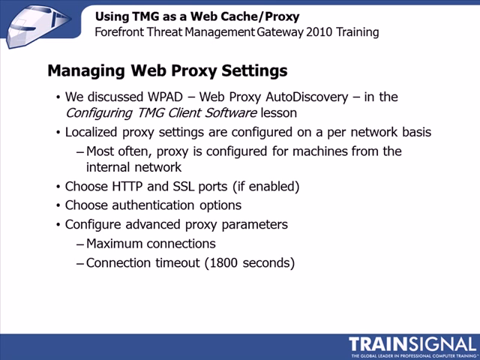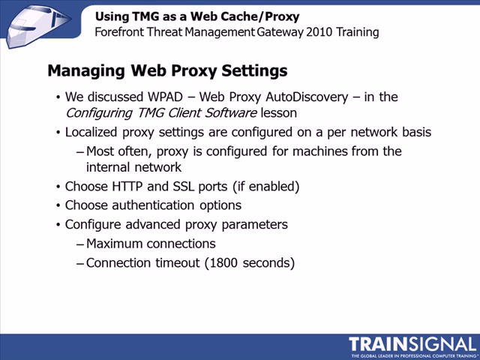This helps protect those machines from internet maladies, and also can help speed things up because you can deliver content from a web cache instead of having to download it all the time from the internet. You'll also have to choose the HTTP and SSL ports if you have SSL enabled. So basically, on what ports will the web proxy service listen for connections? And you also have authentication options to handle, which we've discussed elsewhere in this course as well.